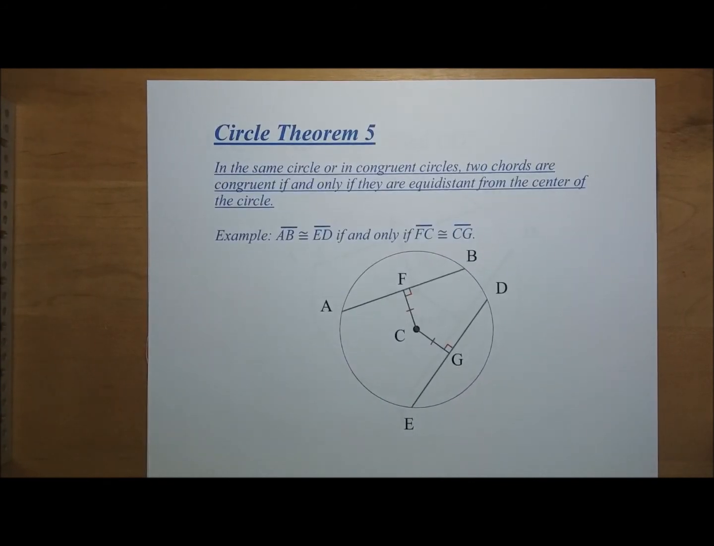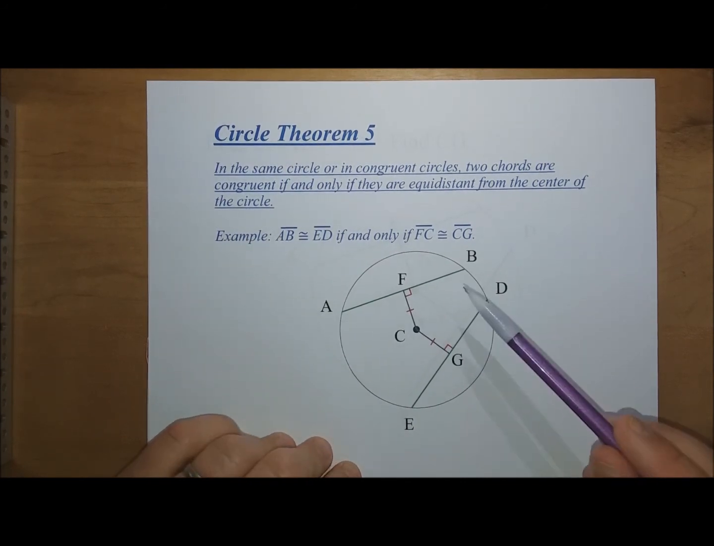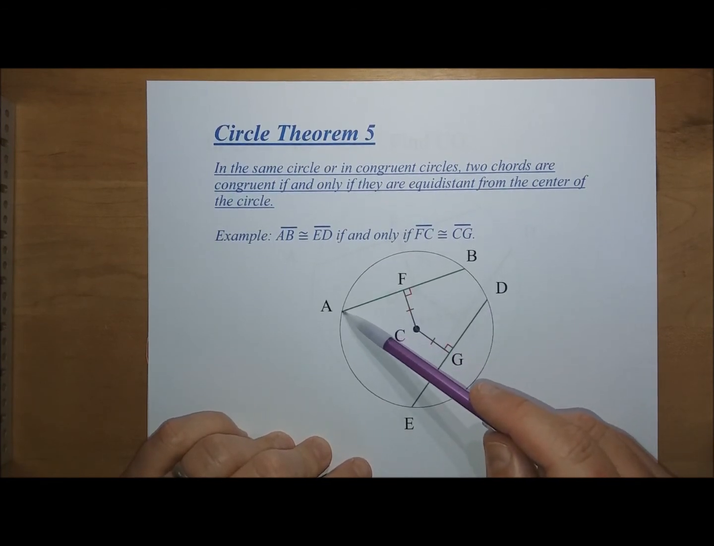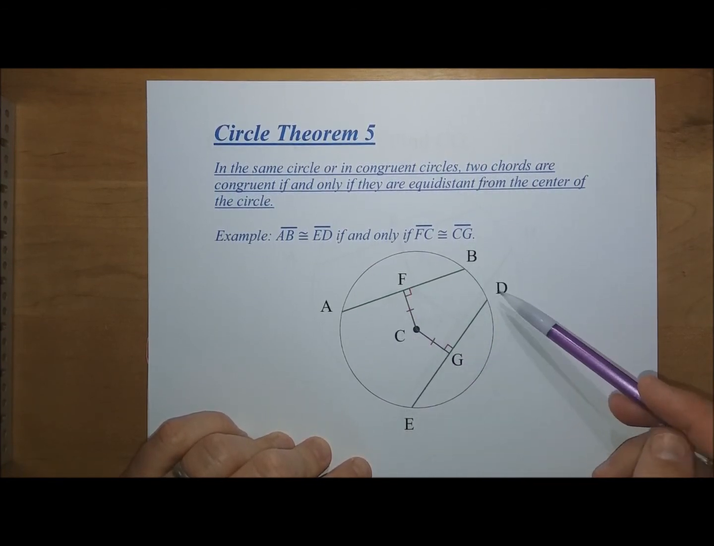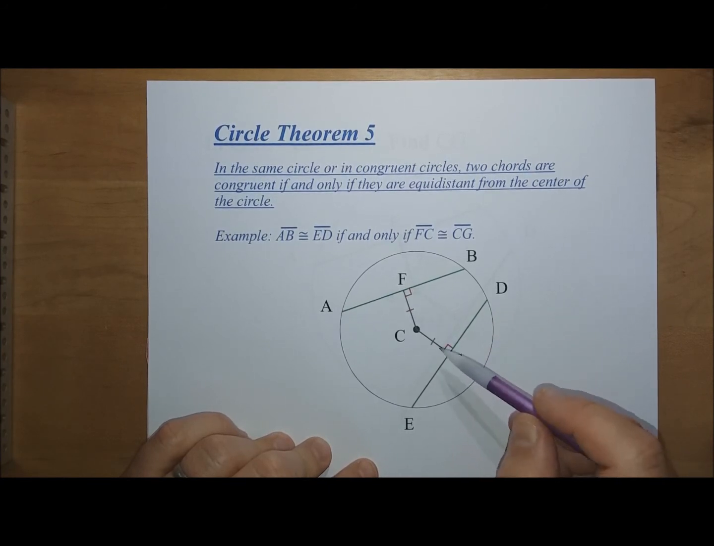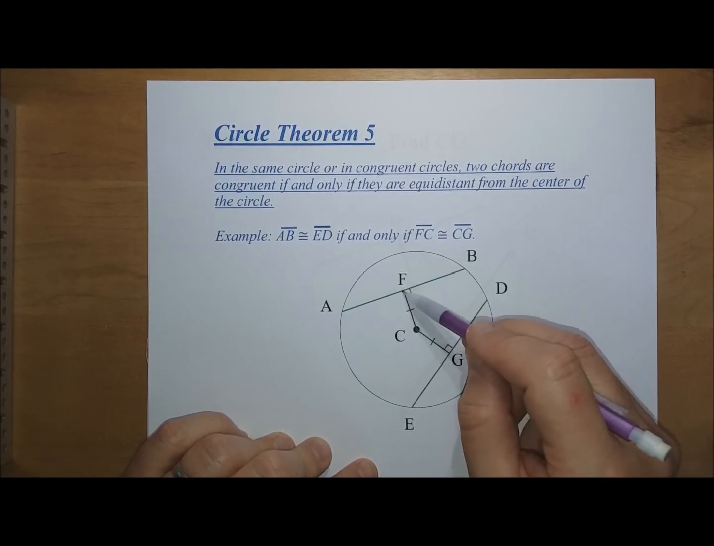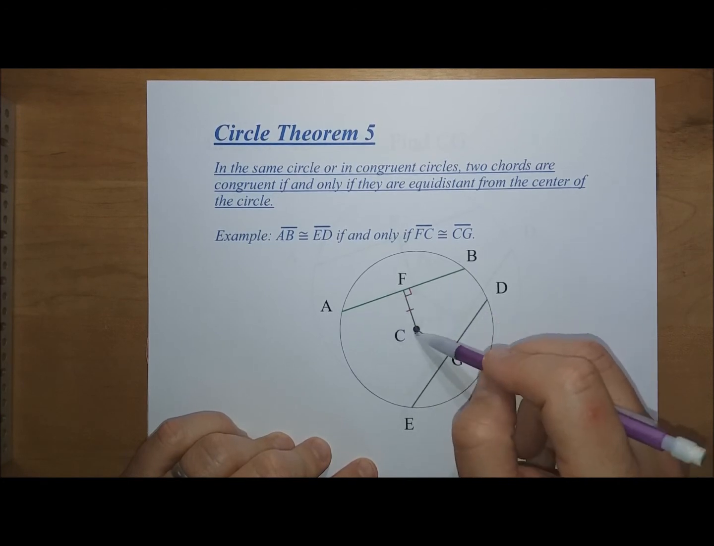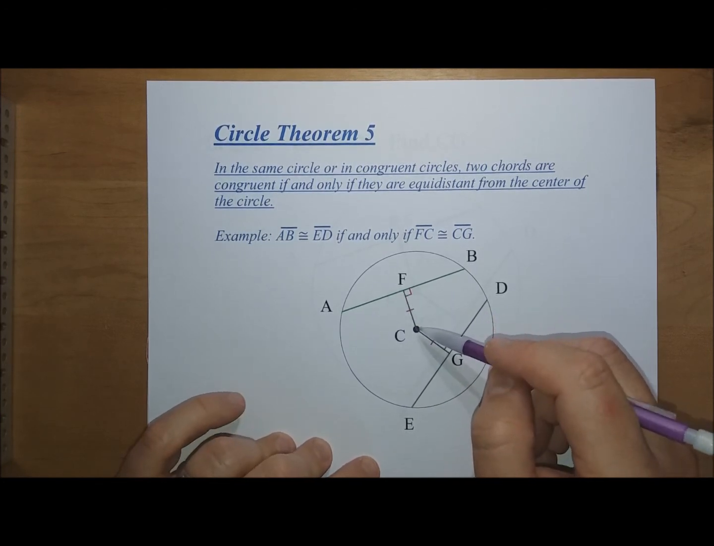All right, circle theorem 5 tells us that in the same circle or in congruent circles, two chords are congruent if and only if they are equidistant from the center of the circle. So here in this example, if AB is congruent to ED, then we can conclude that FC must be congruent to CG.